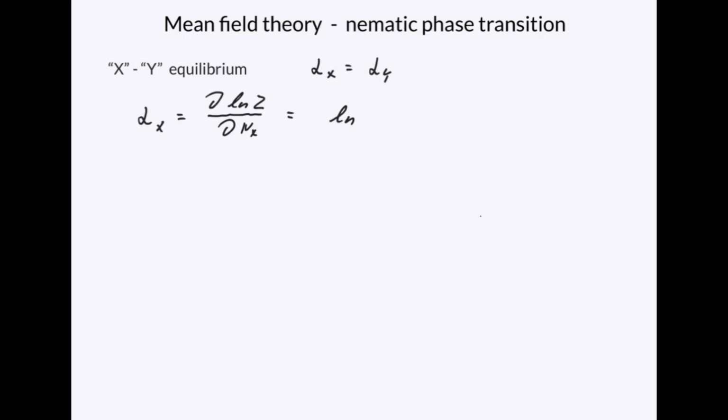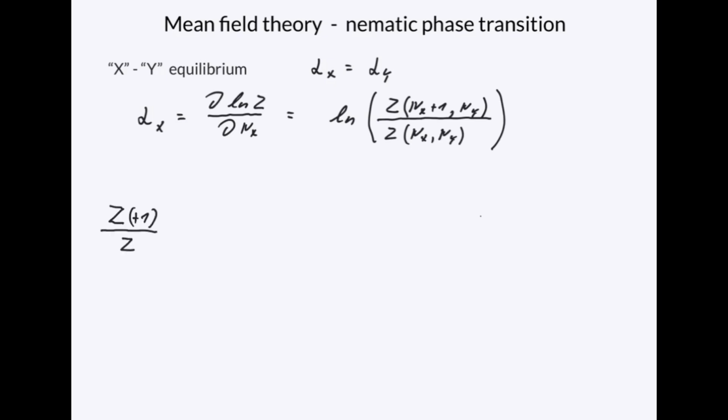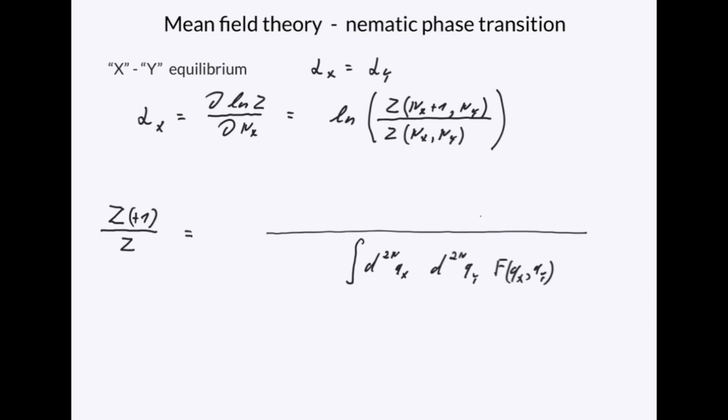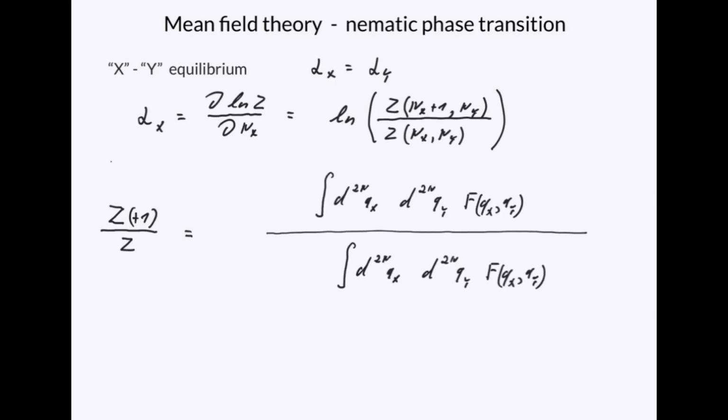Knowing that this derivative is discrete in the number of particles, we rewrite the equation, leading to alpha of x being given by the log of the partition function of n_x plus 1 particles with respect to the partition function of n_x. Let's look into this ratio, which we will call Z of plus 1 divided by Z. Now, from the prefactors, only that of the n_x plus 1 particle stays.